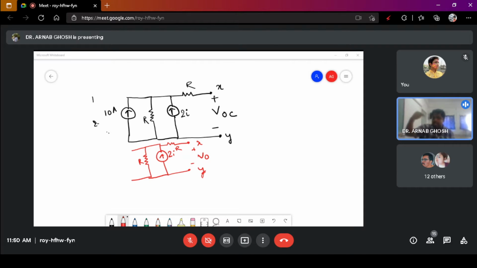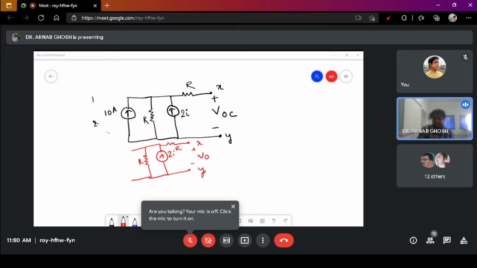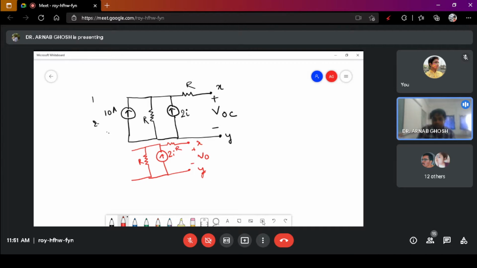Now when VOC is equal to 0, we take that a 1 ampere current is flowing through the entire circuit. Here we have removed the constant current source of 10 ampere. We have open circuited that and considered the open circuit voltage to be V0 across X and Y. This is the first step.